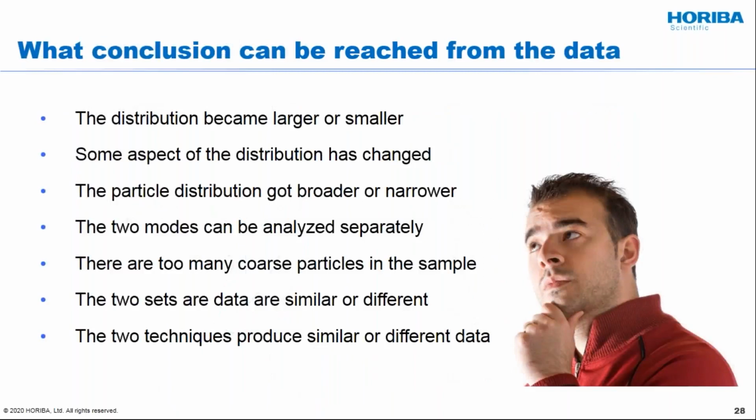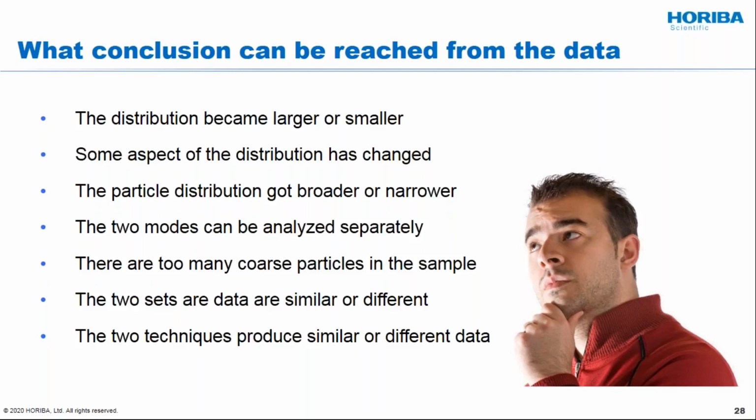So what we can see from what we've addressed is we could conclude whether the distribution has become larger or smaller. We can find out whether some part of the distribution has changed. Is it now bimodal? Does it have a small tail on it? What's going on? Are the distributions themselves broader or more narrow? If you do have two modes, you typically would want to look at those separately, not analyze them together, because each one has its own statistics.